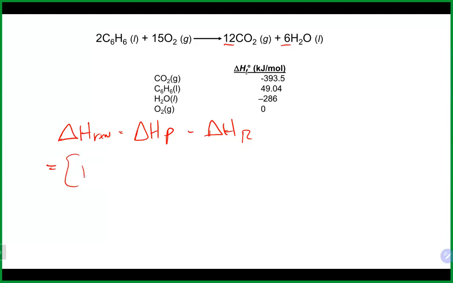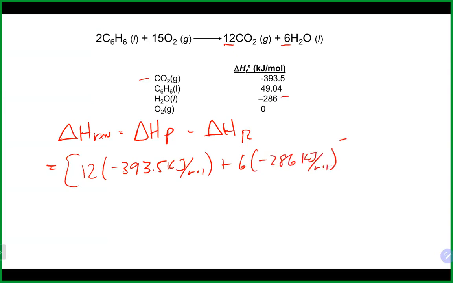So we'll start with the 12 times the CO2's value, which is minus 393.5 kilojoules per mole. And we will then add it to 6 times our water value here, which is minus 286 kilojoules per mole. And again, that takes care of pretty much everything that we got going on in terms of energy on our product side, basically where we ended and finished. And we're going to basically take that from where we started, which is our reactant side over here.